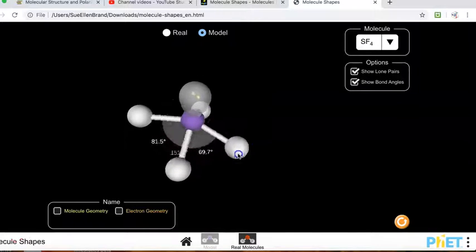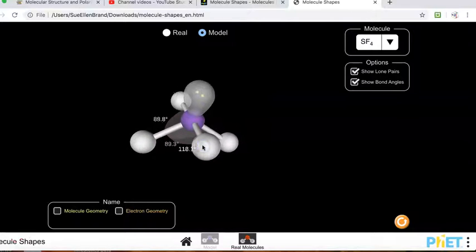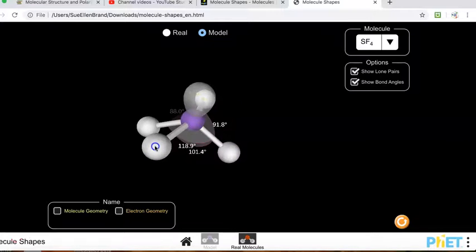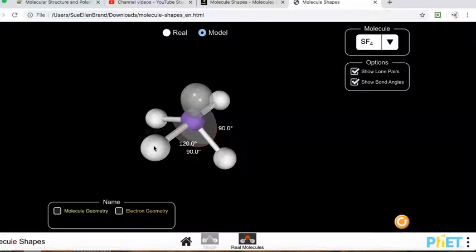An electron pair structure would be the same. It would always be trigonal bipyramidal because you have 5 electron pairs, but because one of those electron pairs is a lone pair, its molecular structure is seesaw.